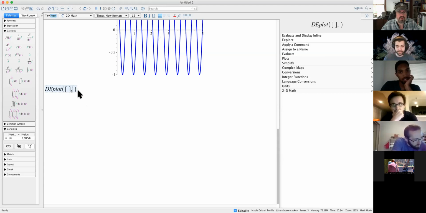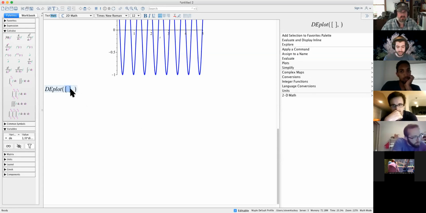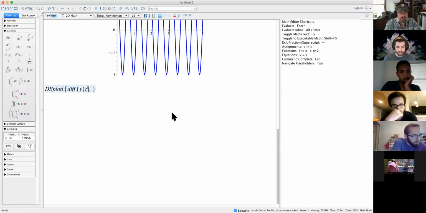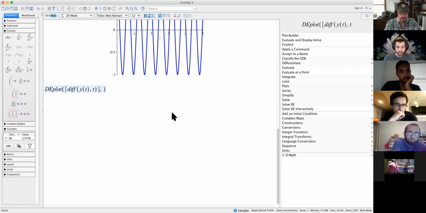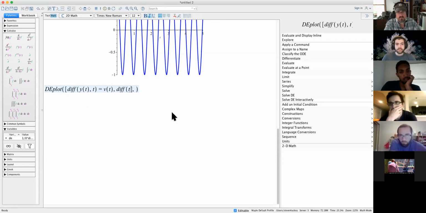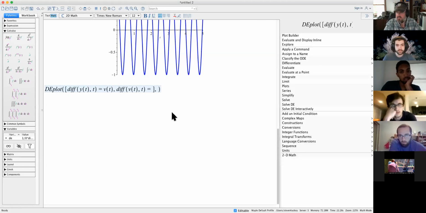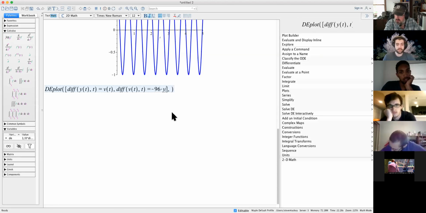So we're going to resume recording by taking a look at how to turn that second order differential equation into a system of first order. We got the system, and so now we're going to make a DE plot. And the first equation is our derivative of y with respect to t. That's just equal to v of t. And again, we have to treat these like they're functions. So it's got to be v of t, not just v. And then the other equation, that's the derivative of v of t with respect to t. And we said that that was equal to negative 96 times y of t.